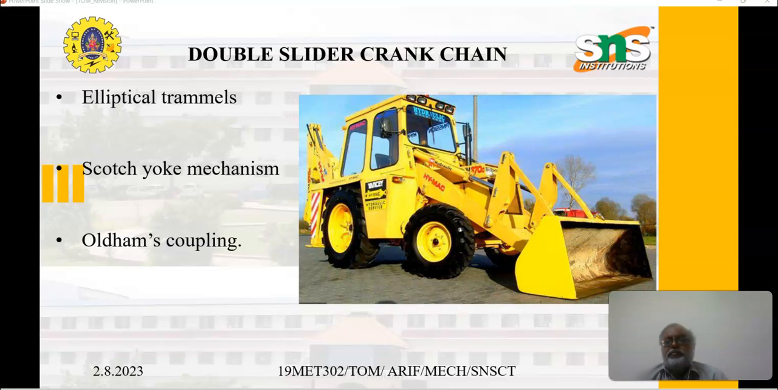Hi students, in this class let us discuss the double slider crank chain. There are three major examples of the double slider crank chain. The first one is the elliptical trammel, the second one is the Scotch yoke mechanism, and the third one is Oldham's coupling. These three are the most usable examples of the double slider crank chain.